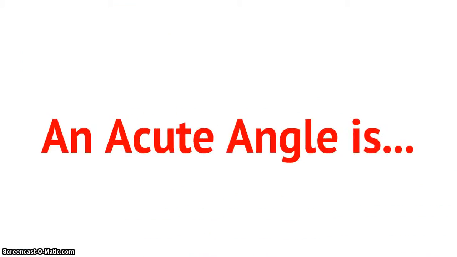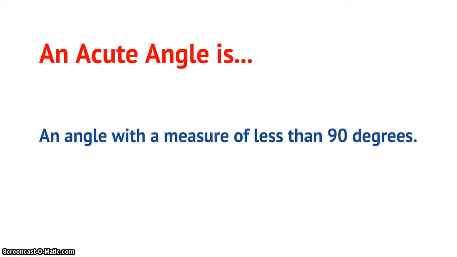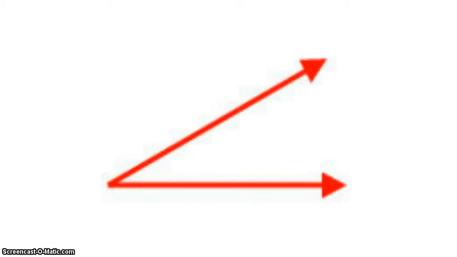Here's another definition for you to write down. An acute angle is an angle with a measure of less than 90 degrees. So that area in the angle is going to be smaller than our right angle, or smaller than 90 degrees. Here's our example of our acute angle. This section right here in the middle is less than the one we showed you with 90 degrees.